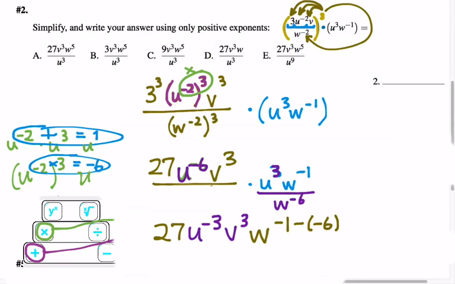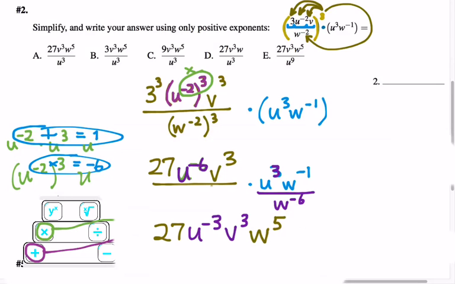Talk about a perfect place to screw up a sign. This is one of those perfect places. Because what is negative 1 minus negative 6? Negative 1 minus negative 6 is the same as negative 1 plus positive 6. That's 5. So the number of powers of w that I end up with is 5. And now I've done all my combining. All my powers of u are together, all my powers of v are together, all my powers of w are together, and the last thing to do is to rewrite the exponents so that they're positive instead of negative.